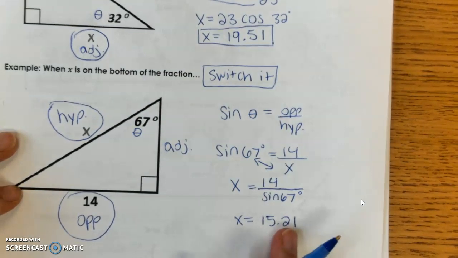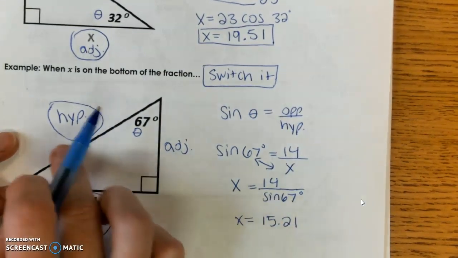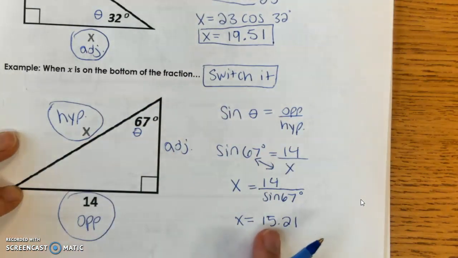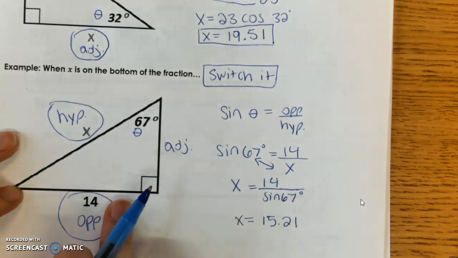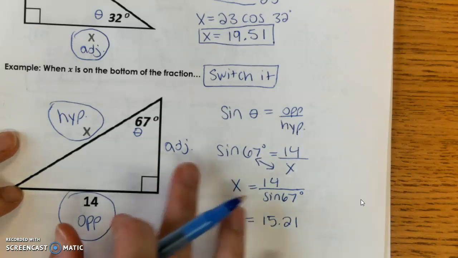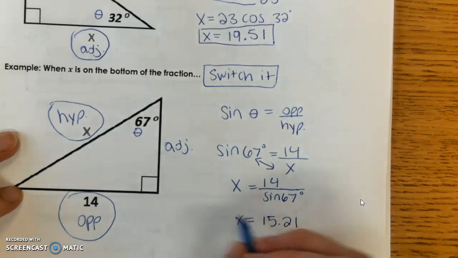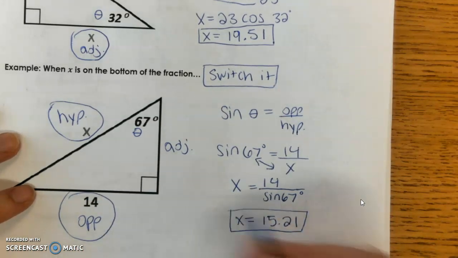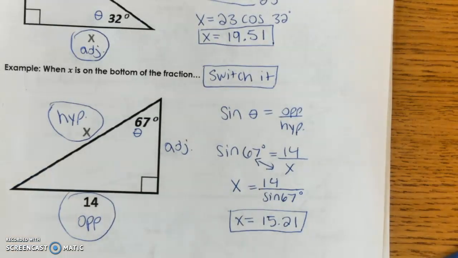Now, is this degrees? No, it's not, because I'm finding a side length, right? Does it make sense that it's bigger than 14? Yes, it does, because the hypotenuse is the longest side, right? It should be longer than the adjacent side as well. All right, let's do the same thing on Desmos.